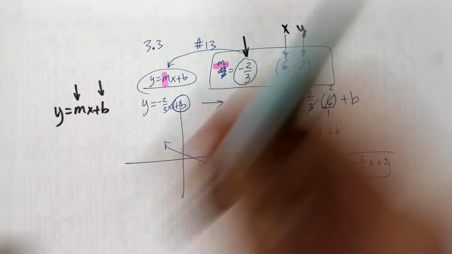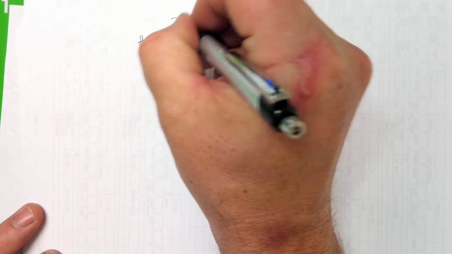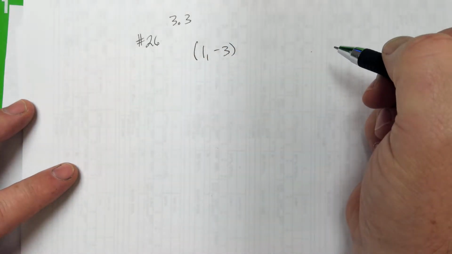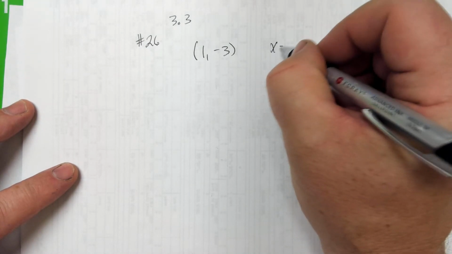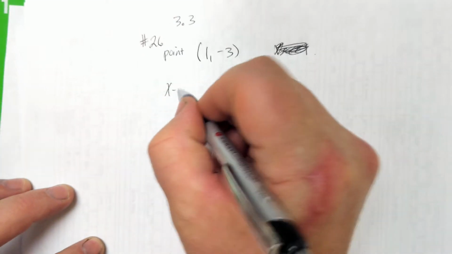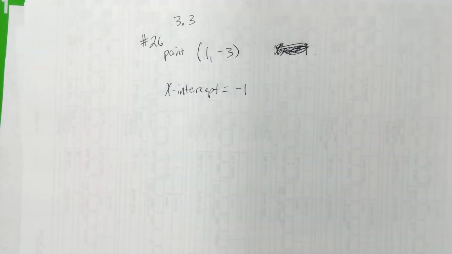Okay. Now, 26, Alex? All right, number 26. Still chapter 3.3. 26. So the line we have passes through that point, right? And it has an x-intercept of -1. I'll write out what it is in words. So the point we have is this. And the x-intercept, that's exactly what it says, right?